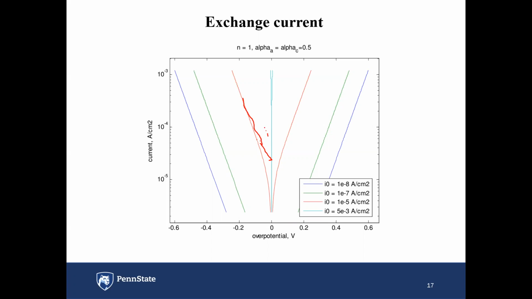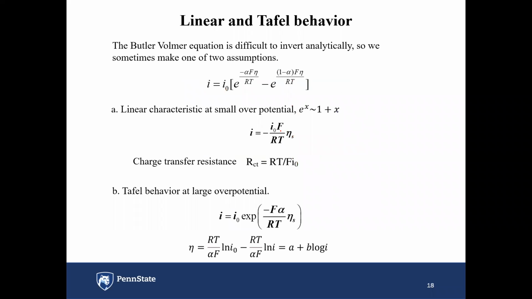Forgive me, I cannot write it super nicely, but if you take a look at Allen Bard's book, chapter 3, they have a very detailed expression on how to derive the Butler-Volmer equation. And I hope we have more discussion in our Tuesday class. And lastly, how to use the linear behavior and what we call the Tafel slope behavior.